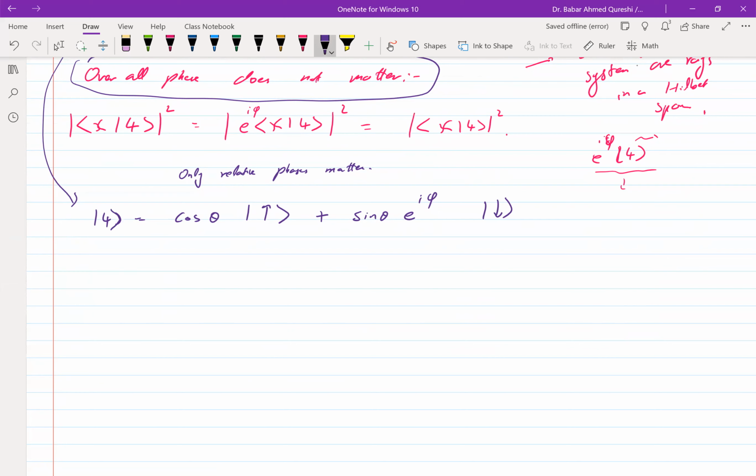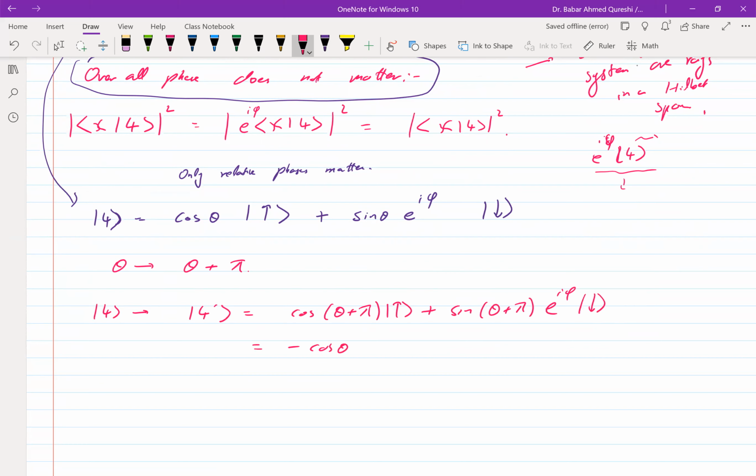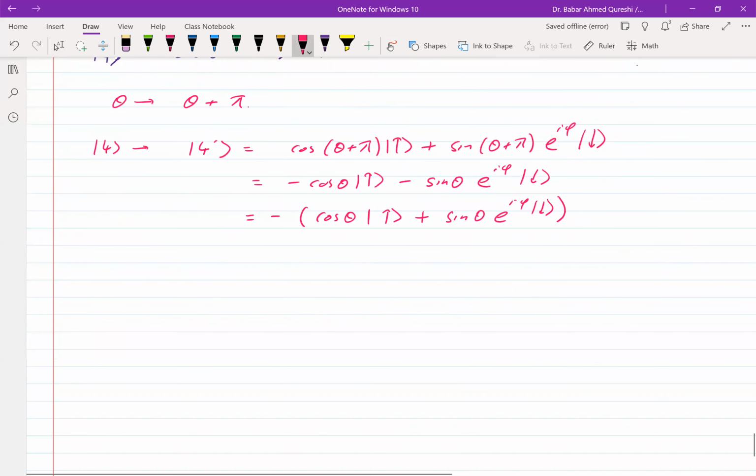Now over here, notice that if I change theta to theta plus pi, what happens? Psi goes to this, but this is just minus cosine theta, and this is just minus sine theta. So you have taken out an overall sign. But we are only defining this state up to an overall phase. This is just an overall phase. This is just e to the i pi.